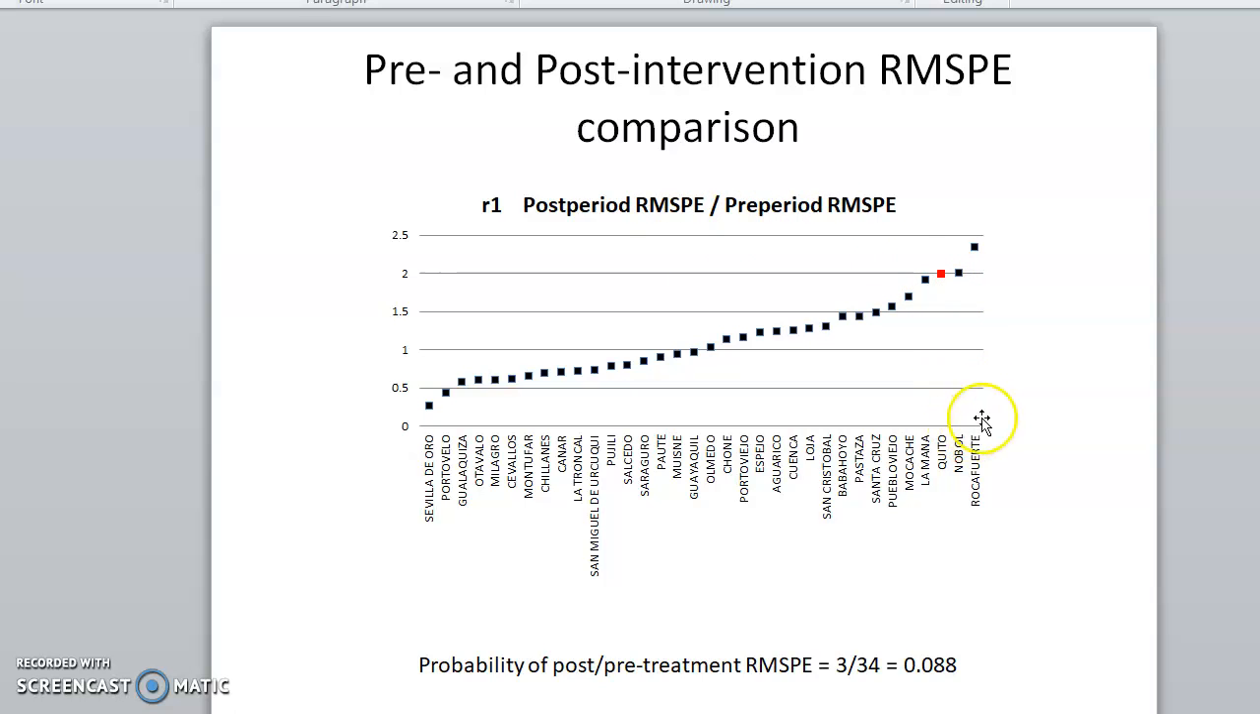There are only 2 cantons that are higher than Quito, and so what that tells me, following the logic of the papers that I've read, is that if the treatment were randomly assigned to any of these cantons, the probability of having such a high ratio is about 8%. That can kind of be compared to a p-value. I'm finding some effect for R1 at the 8% level.